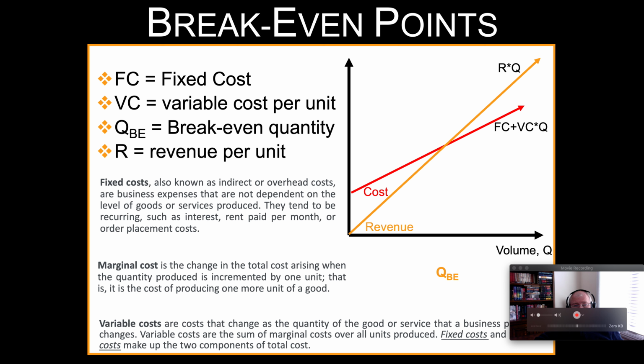Marginal cost. What are marginal costs, even though you don't see those used in a formula anywhere? Marginal cost is the cost that arises when you produce one more unit. How much does that one extra unit cost you to produce? Or how much does it cost you to serve one extra customer or one extra meal, or whatever the case might be. Variable costs, on the other hand, are costs that change as the quantity of the good or service that a business produces changes. So variable costs are the sum or the total of the marginal cost spread across all units produced. And when you add fixed cost and variable cost, then you have total cost. So that break-even point is where those two lines cross.